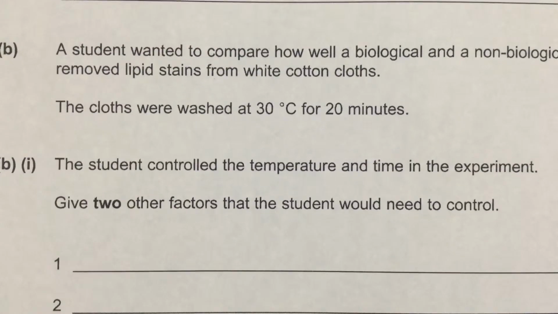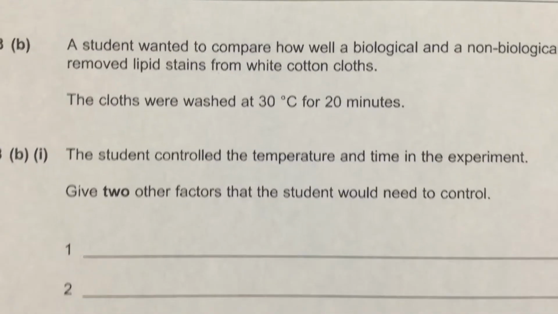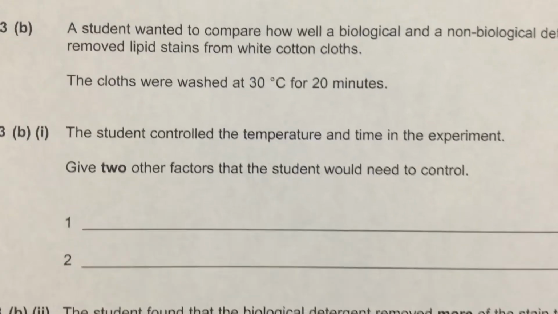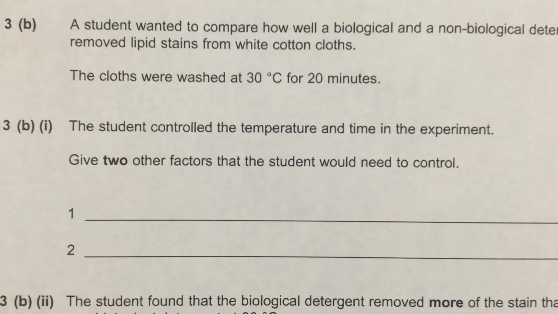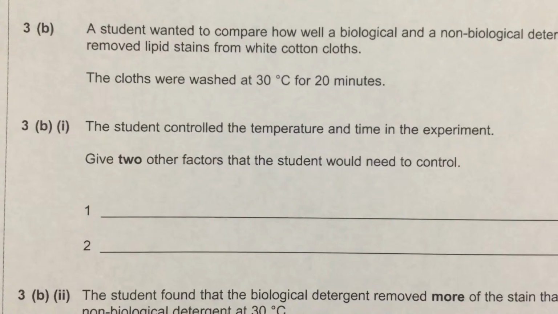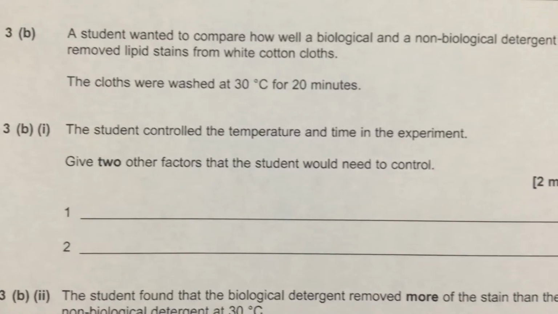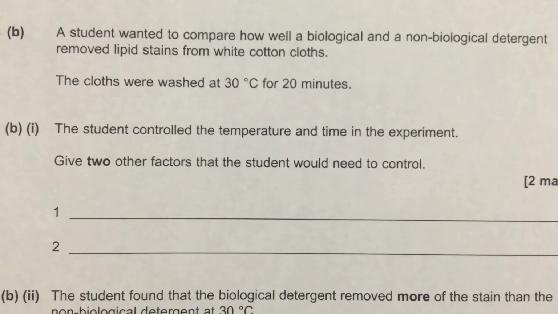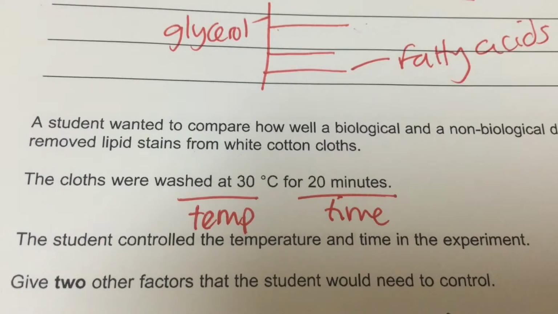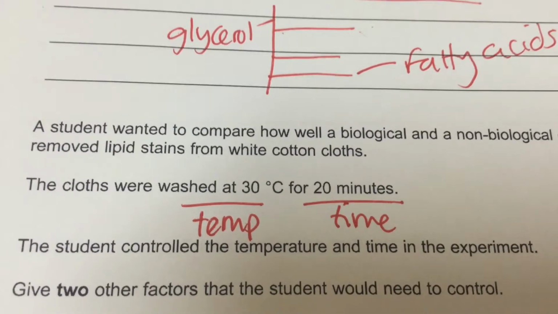Next question, a student wanted to compare how well a biological and a non-biological detergent remove lipid stains from white cotton cloths. The cloths were washed at 30 degrees for 20 minutes. It says the student controlled the temperature and time in the experiment. Give 2 other factors that the student would need to control. Now it's told you twice that the variables it's controlled is the temperature and the time. It says washed at 30 degrees for 20 minutes, and then it tells you that they've controlled the temperature and the time. So we're clearly not going to talk about those when we talk about the other variables that could be controlled, of which there are many.